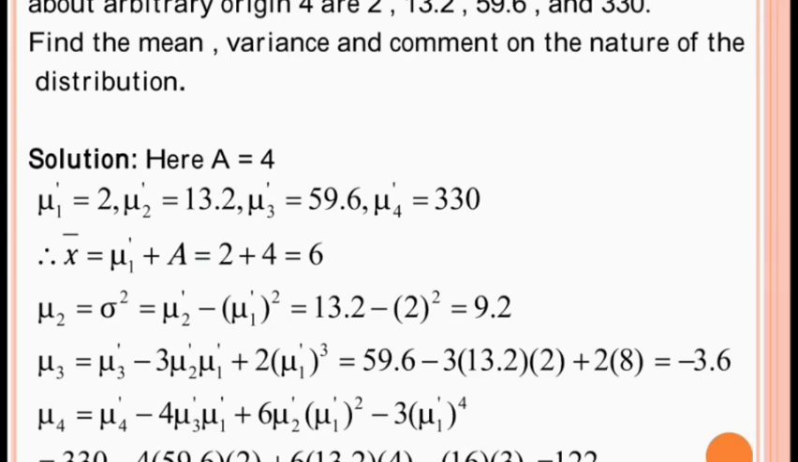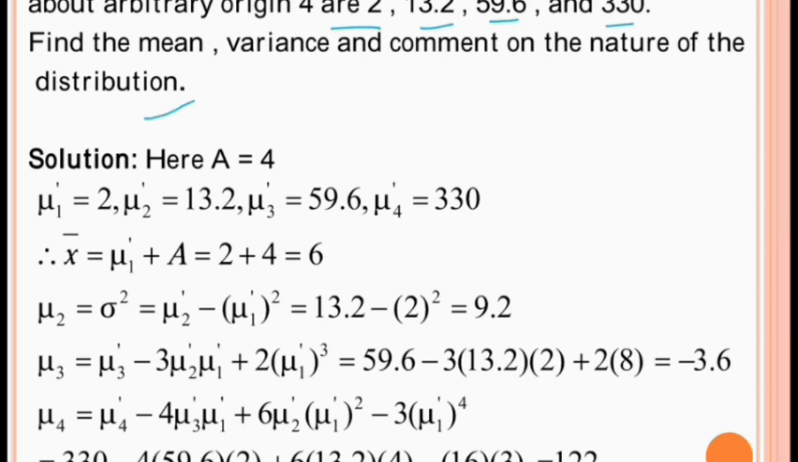Now let us move towards the next example. The first four moments of a distribution about arbitrary origin are 2, 13.2, 59.6 and 330. Find the mean, variance and comment on the nature of the distribution. See, this question is a bit different from the previous ones. What is given to us? The first four moments of the distribution about arbitrary origin.